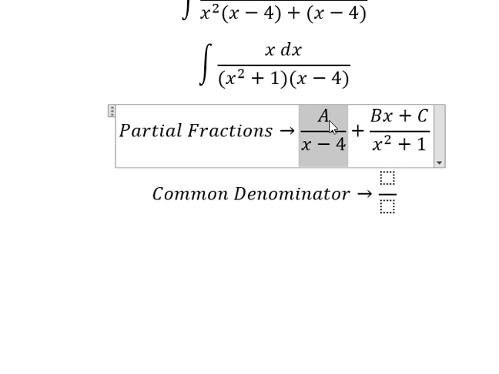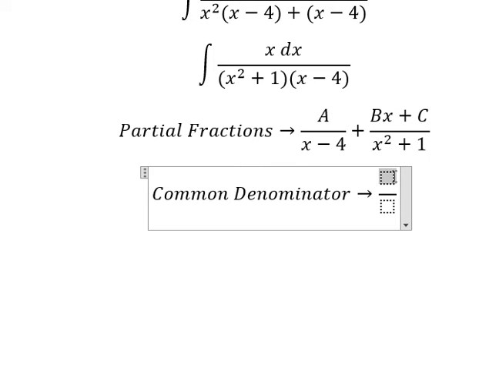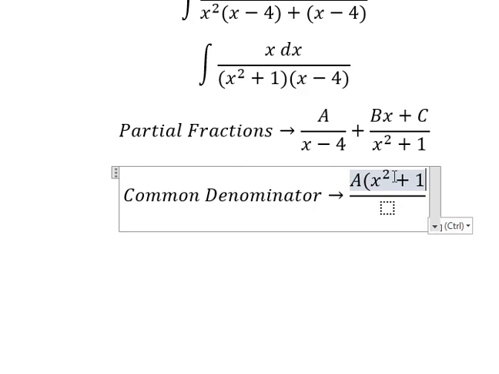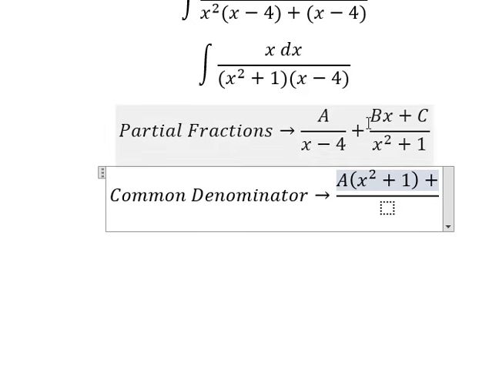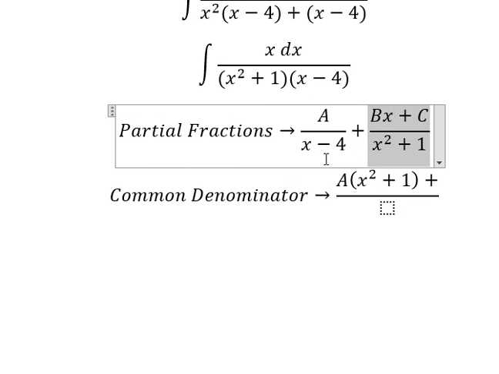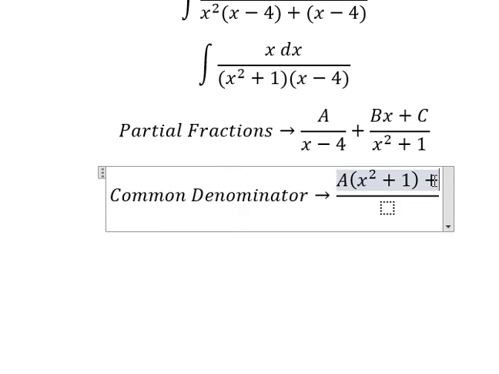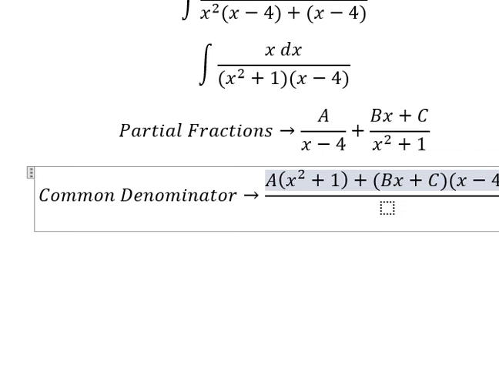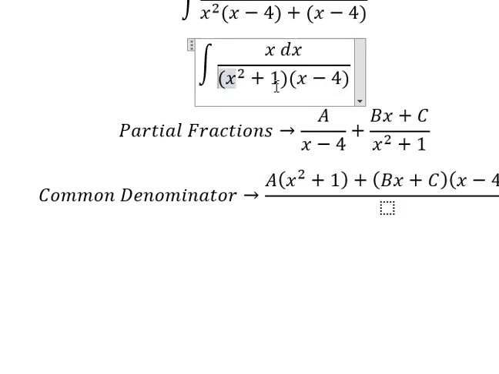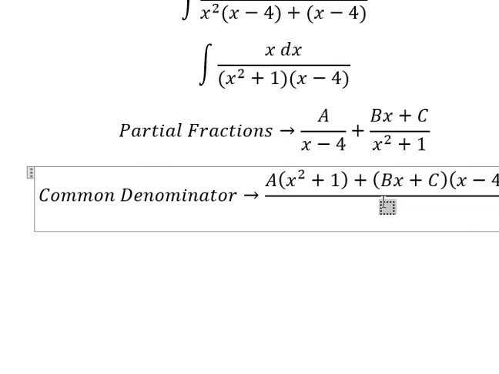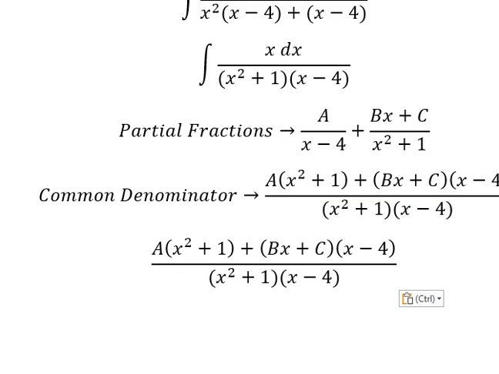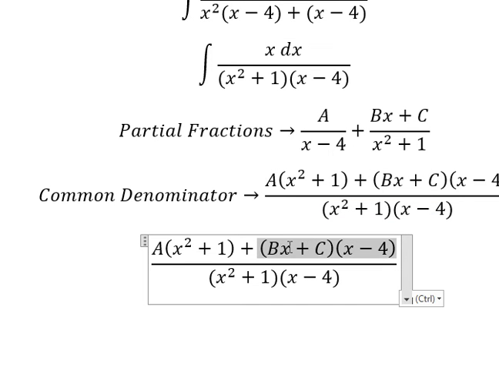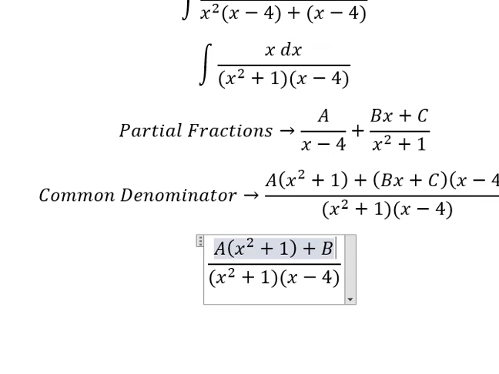About this one, it is missing s squared plus 1. So capital A multiplied by s squared plus 1. About this one, it is missing s minus 4. So Bs plus C multiplied by s minus 4. Now we need to expand this one.